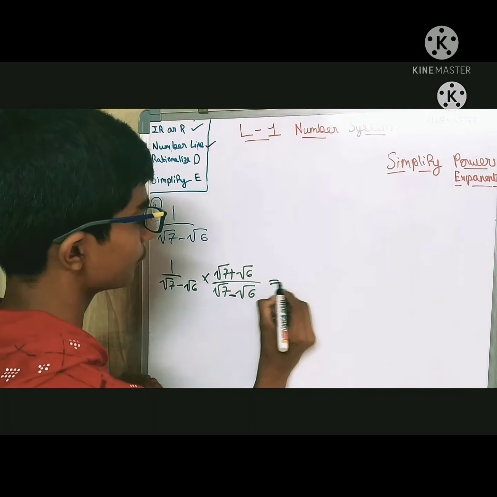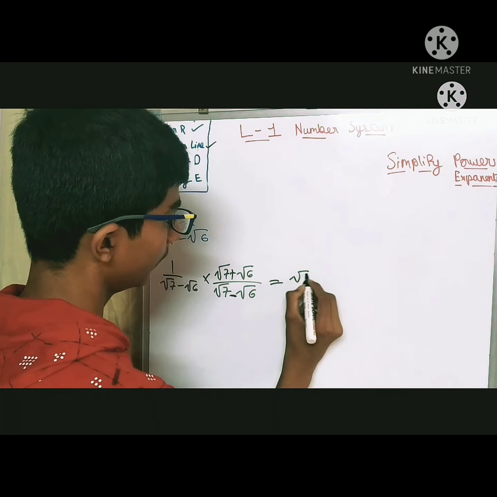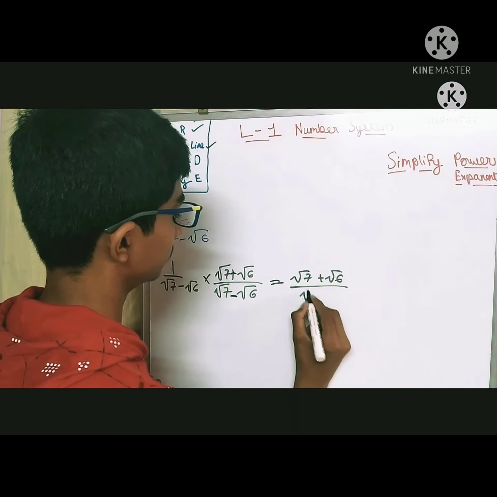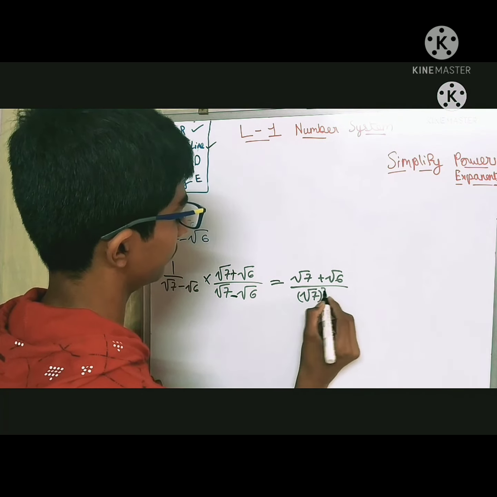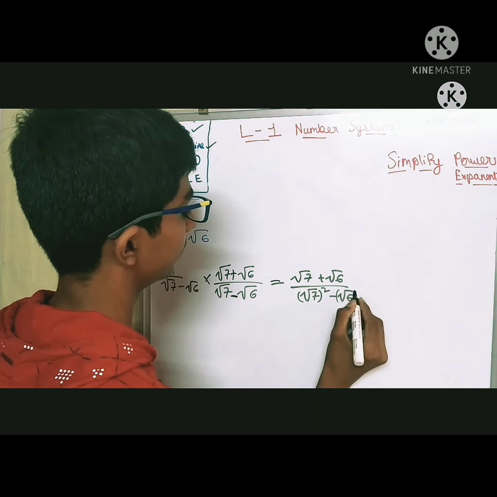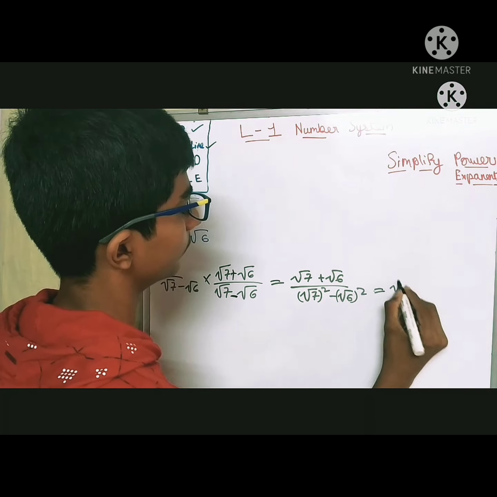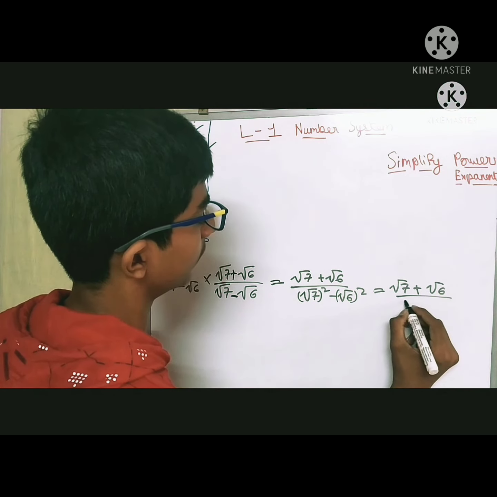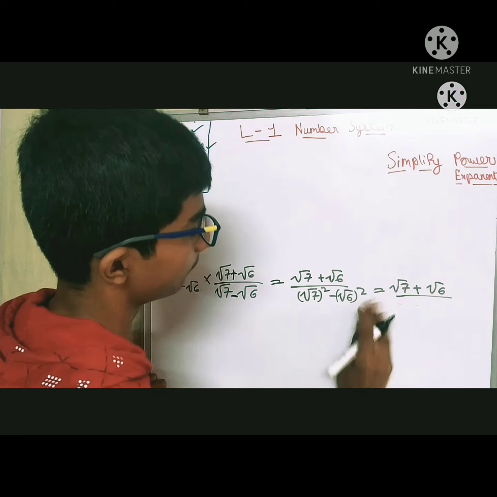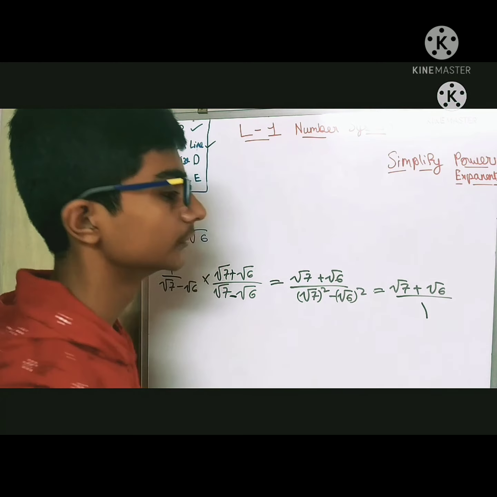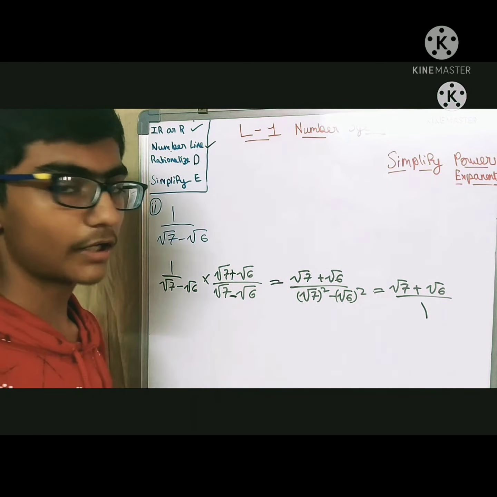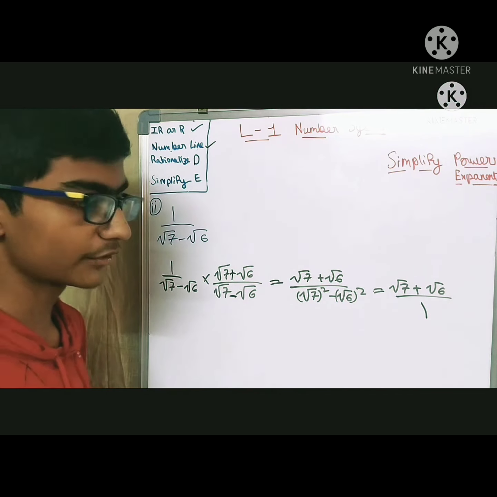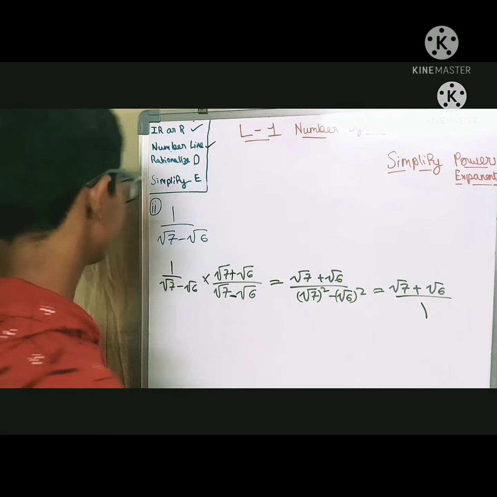With the same method used in the first one: under root 7 plus under root 6 upon under root 7 square minus under root 6 square, that will be equal to under root 7 plus under root 6 upon 7 minus 6. So 7 minus 6 is equal to 1. So your answer is here. The denominator is rationalized. So I hope you understood this.